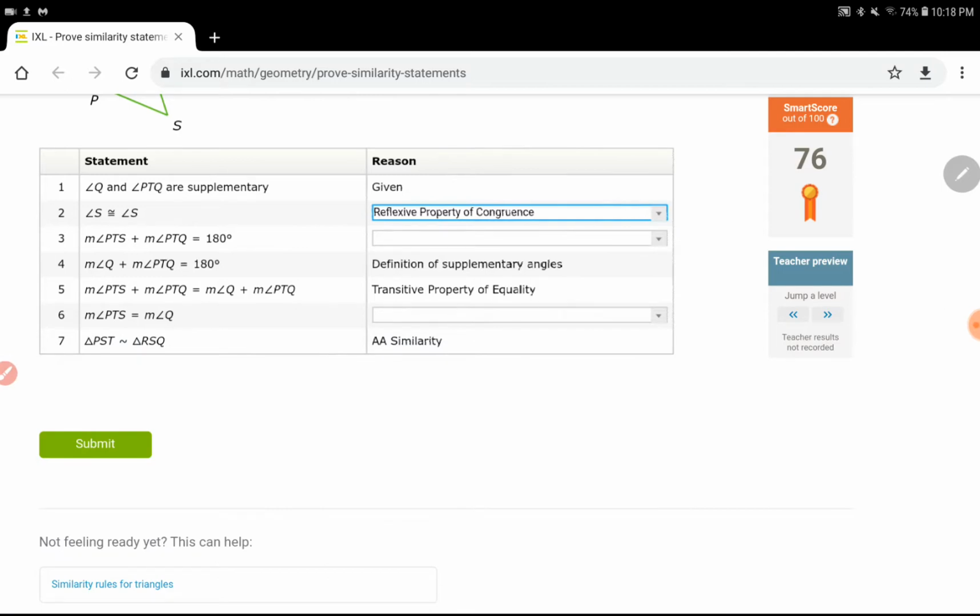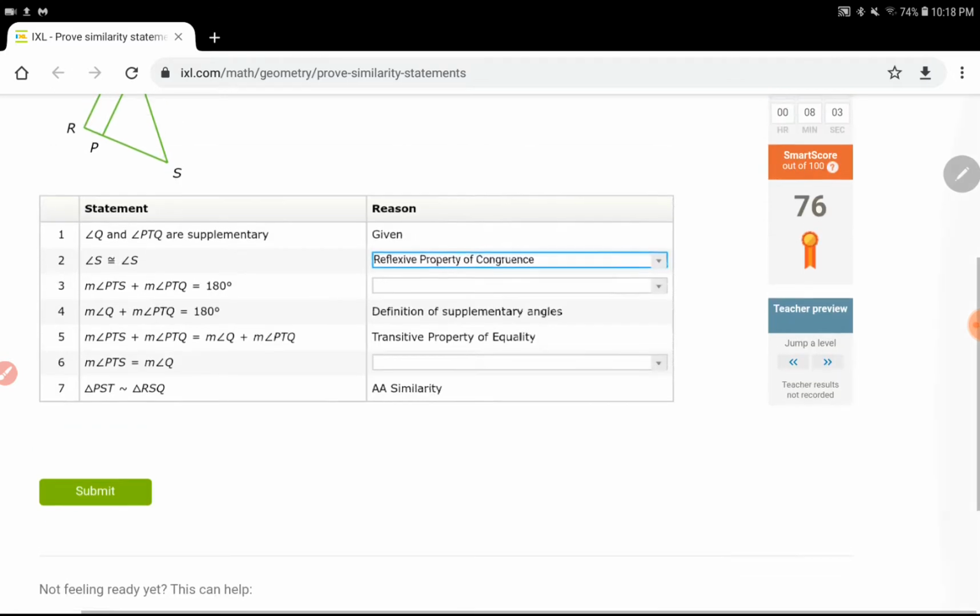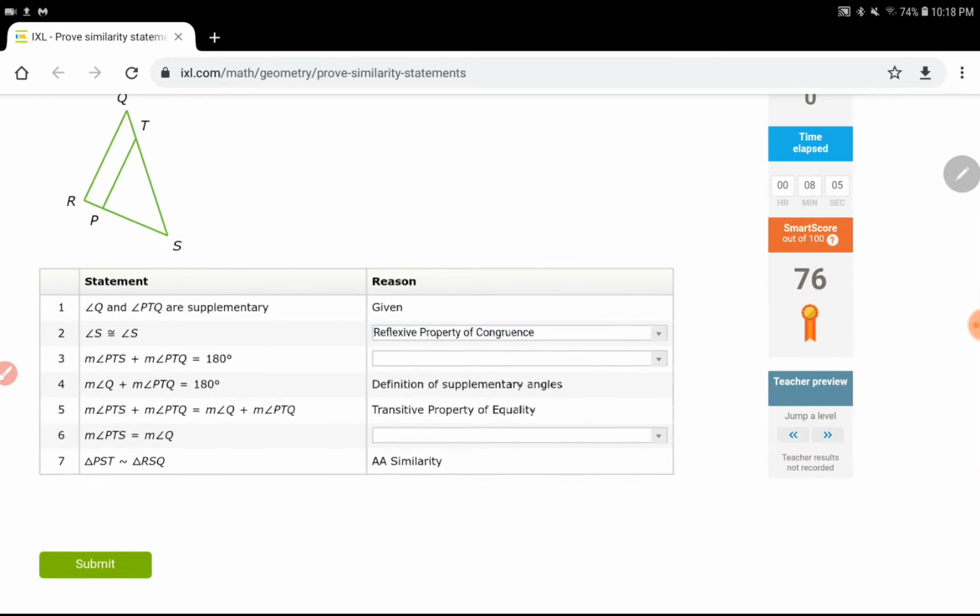Reflexive property means if a thing equals itself, that's called reflexive property. And we do not have an equal symbol in step two. That's why it is not of equality. It is reflexive property of congruence. Now, step three, let's see what two angles we are talking about, because there are, as far as I remember, two different properties, two different reasons that can give us something that looks like three. So we need to identify the angles first.